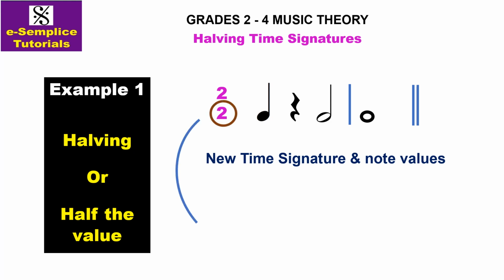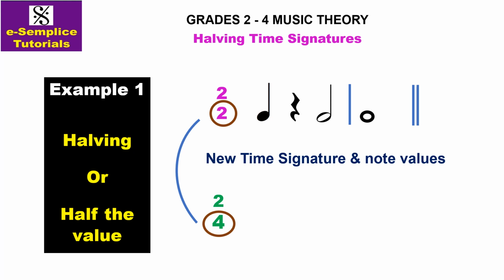The upper number does not change, so we bring down that 2, but the lower number signifies a minim. Now you are halving, that is half the value. If you have a minim, you are going to have a crochet. So the lower number of the time signature will become 4.